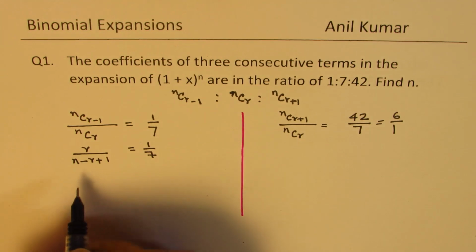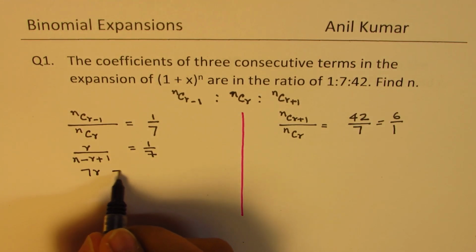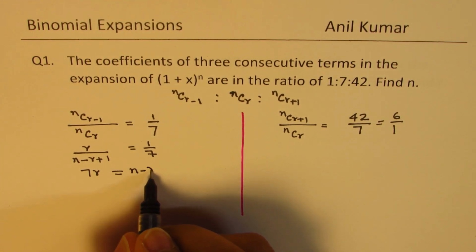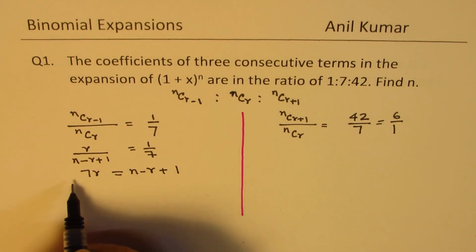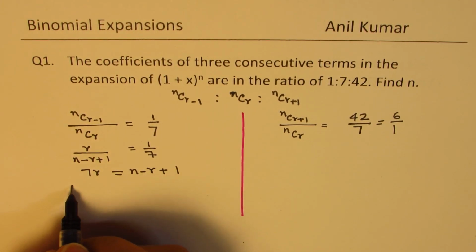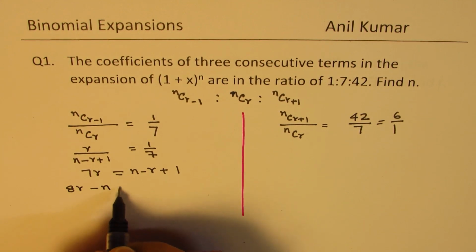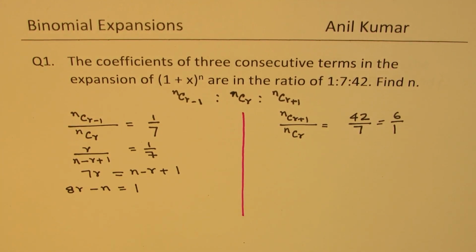So we can now cross multiply. So we get 7r equals n minus r plus 1. Bring them together. So we have 8r minus n is equal to 1. So we get one equation.